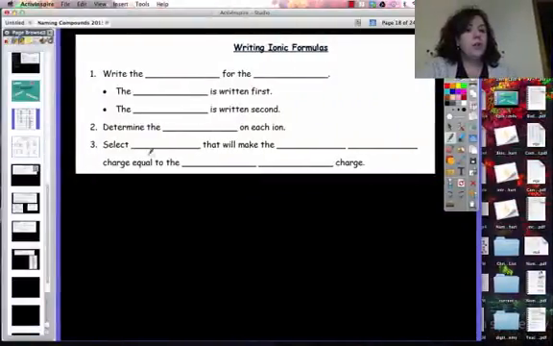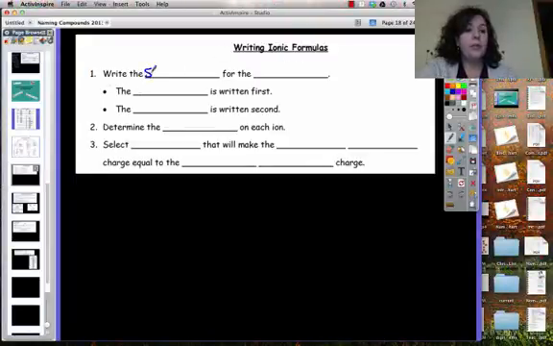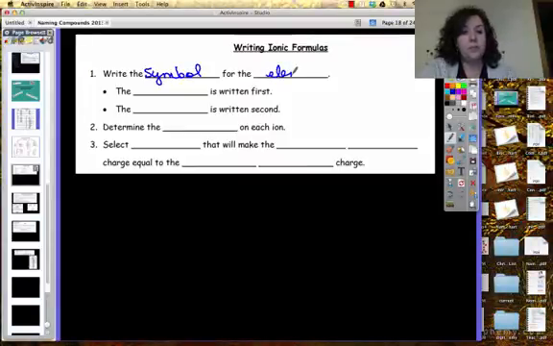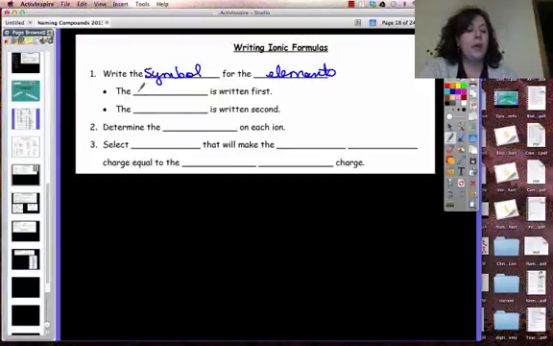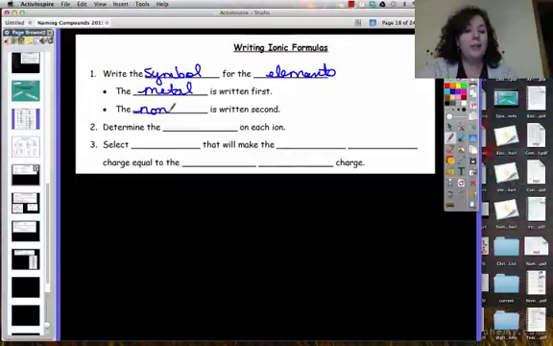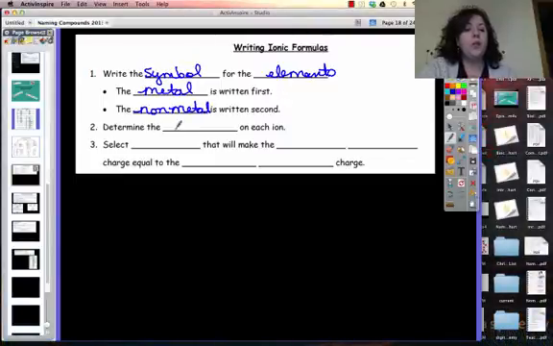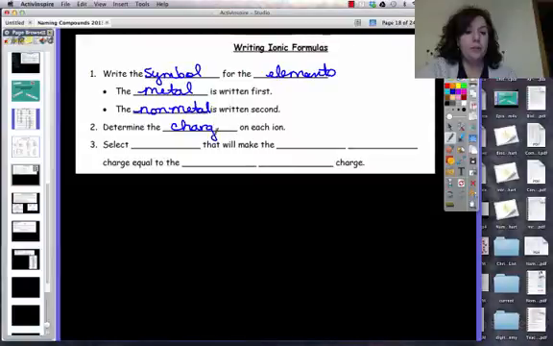So the first thing we need to do is talk about what an ionic formula is and how we write it. So what we do is we write the symbol for the elements, and the metal is written first. The nonmetal is written second. And then we determine the charge on each ion. And we select the ratio. Oops, not ration, the ratio.